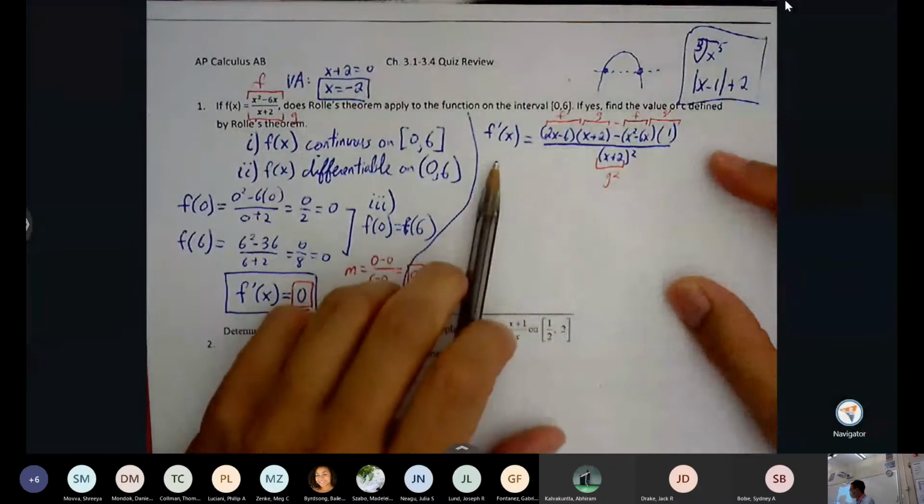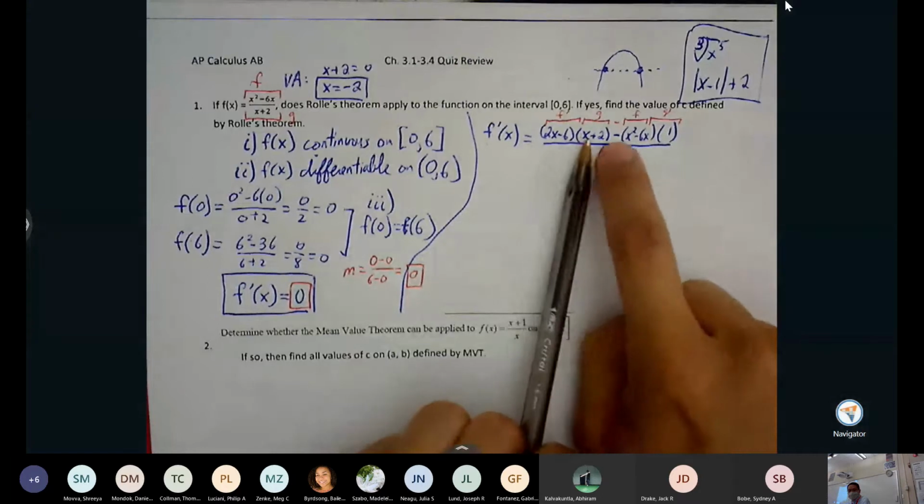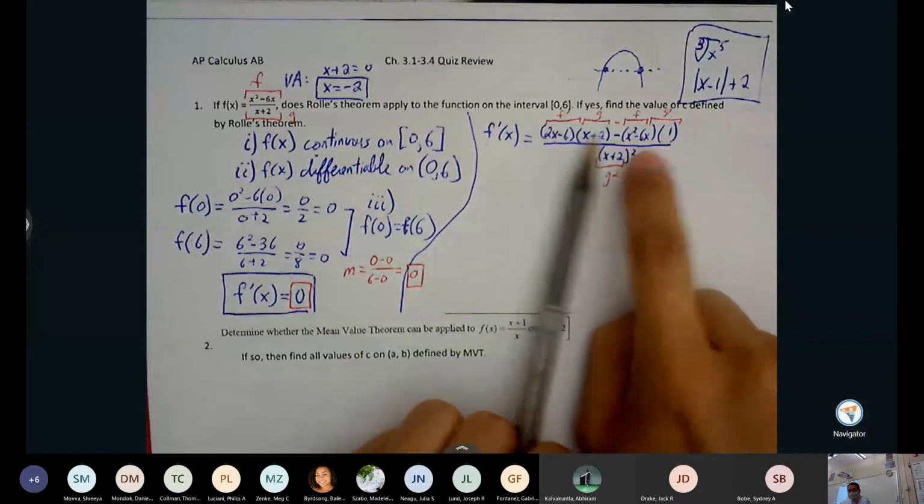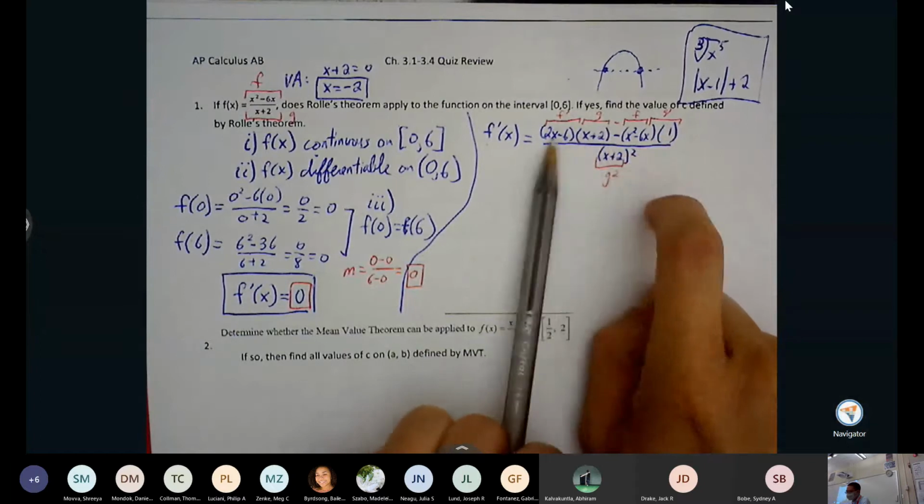All right, any questions so far? All right, make sure you take the time to expand all this out. Right? We can't take this shortcut here. This can't happen. Okay, we've got to spend the time to expand all this out.